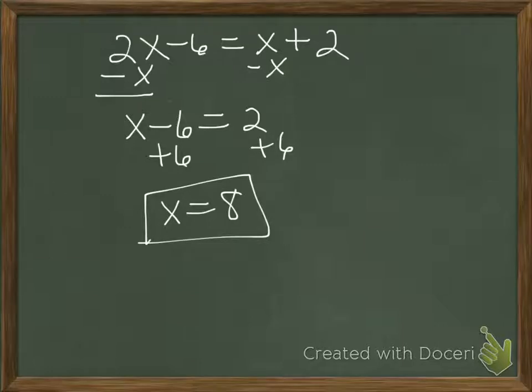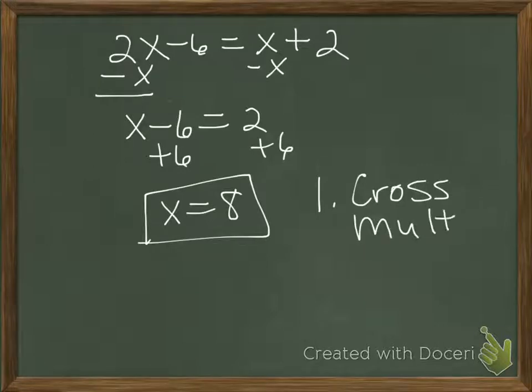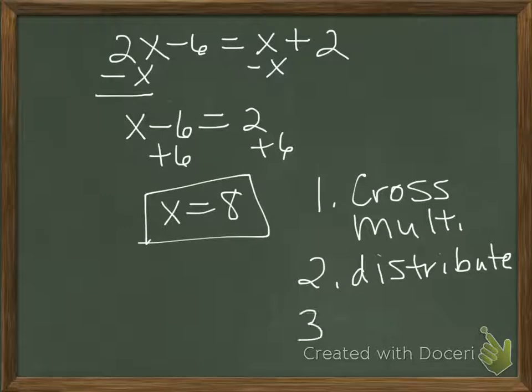So the steps that I took were, number 1, cross multiply. Number 2, distribute if needed. And number 3, solve for x. Cross multiply, distribute, and solve for x. Let's try another example.